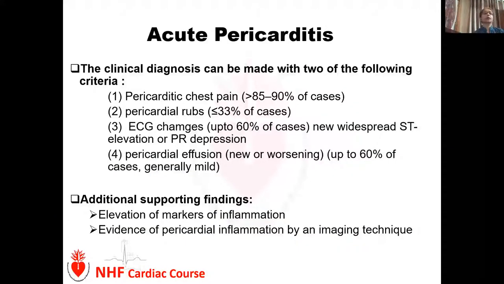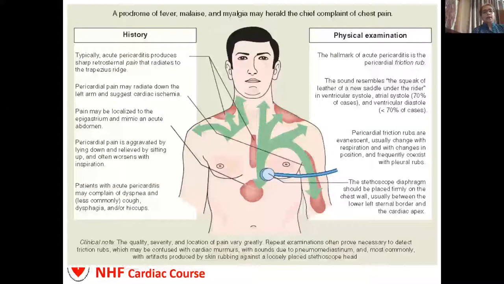Now, to diagnose acute pericarditis, there are some clinical criteria such as pericarditic chest pain, pericardial rub, widespread ECG changes, and pericardial effusion. Among these criteria, two are mandatory to confirm the diagnosis of acute pericarditis. Regarding the clinical features, a prodrome of fever, malaise, and myalgia may precede the complaints of chest pain of pericarditis.